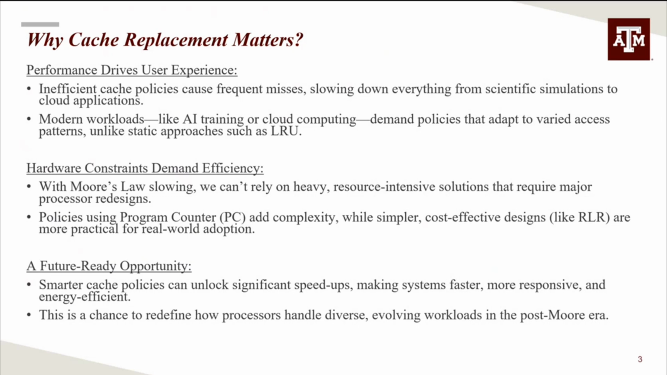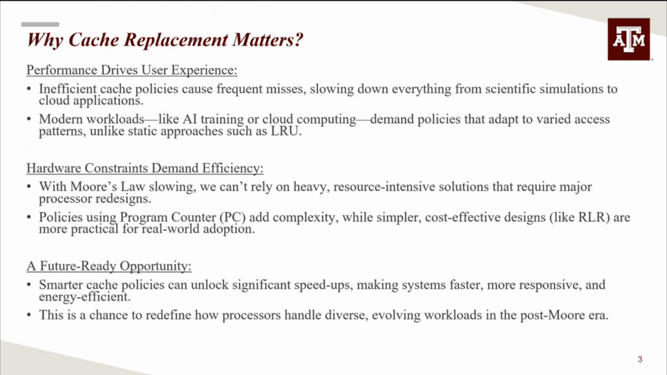Second is hardware constraints. For many years, we relied on Moore's law, the idea that transistor counts double every 2 years to improve performance. But now the rate is slowing down. We can't just throw more hardware at the problem. Complex designs are harder to manufacture, cost more, and take longer to verify. That's why policies like SHiP, even though they offer better performance, are rarely adopted in real hardware.